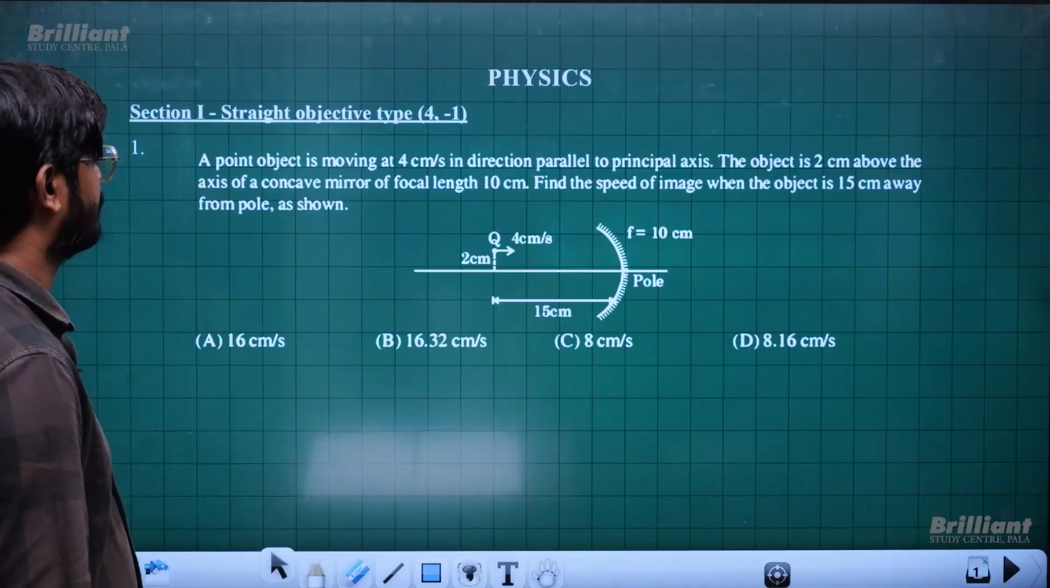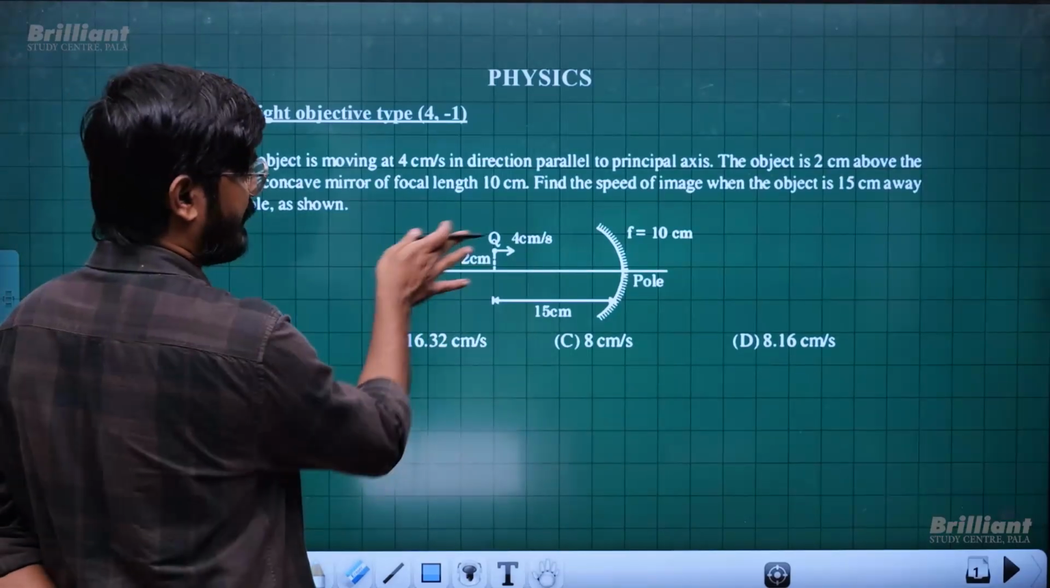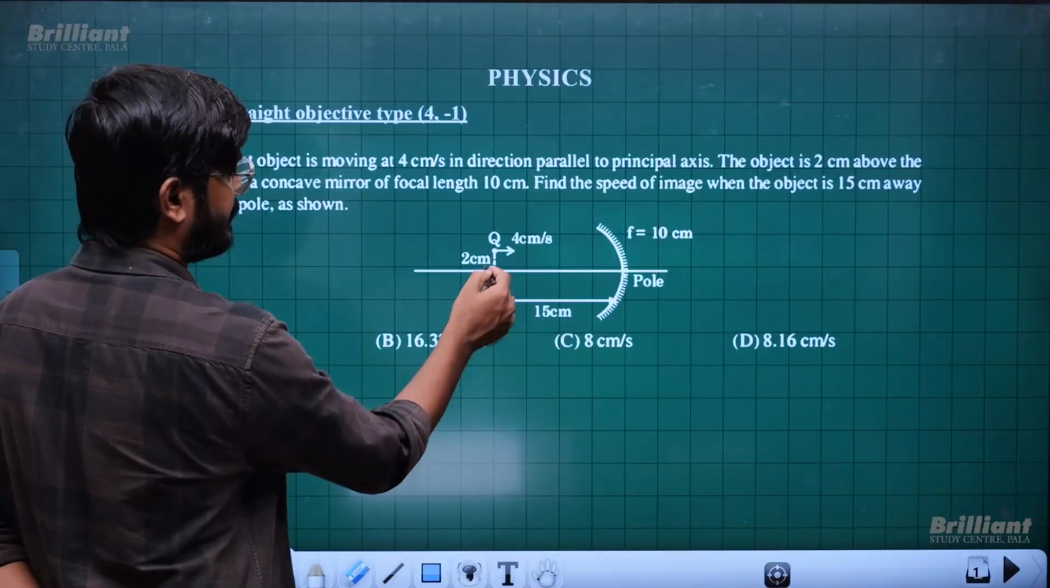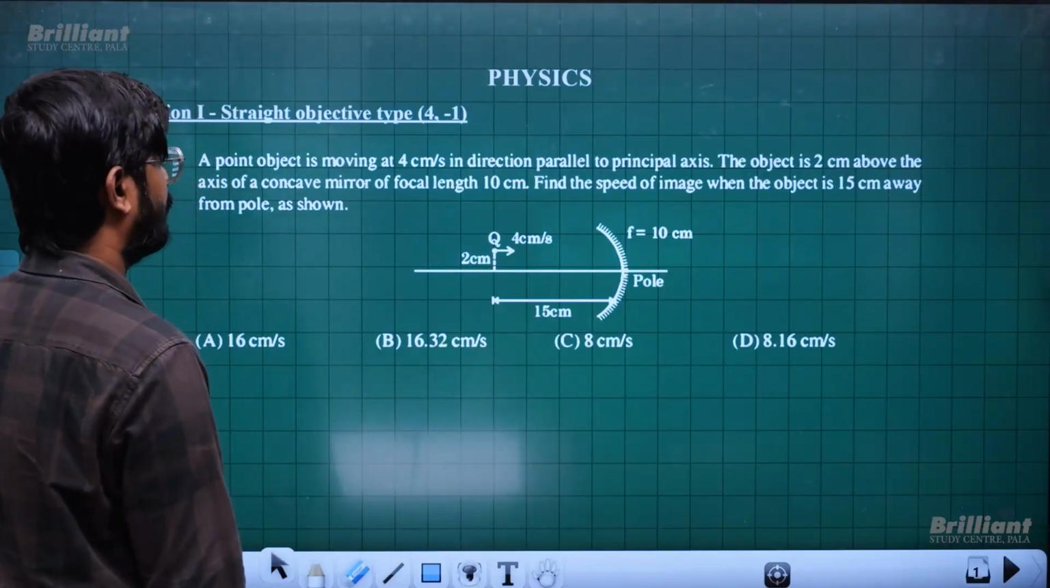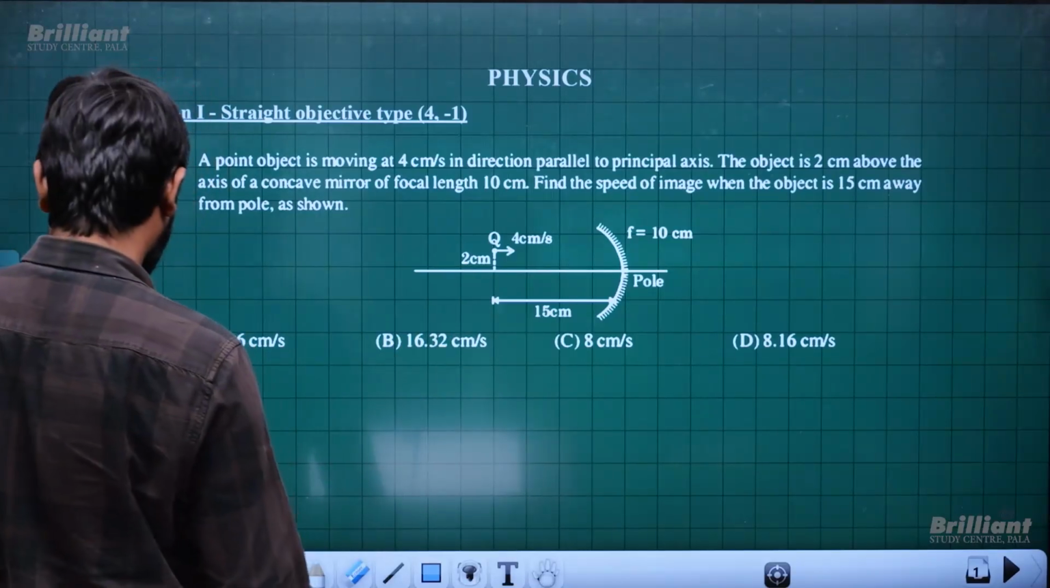You can look at the first question. A point object is moving at 4 cm per second in the direction parallel to the principal axis. The object is at a distance 2 above the axis of the concave mirror of focal length. Find the speed of the image when the object is 15 cm away.